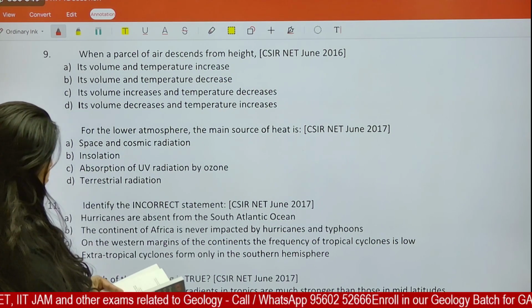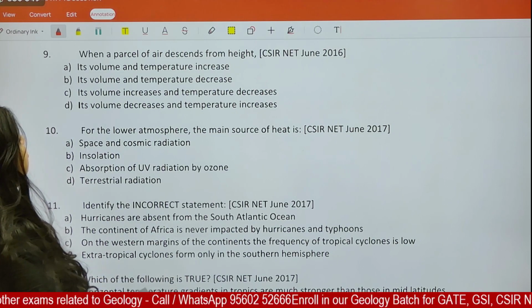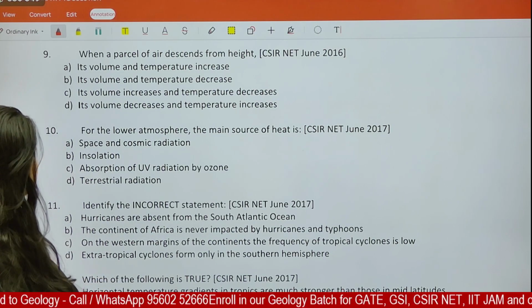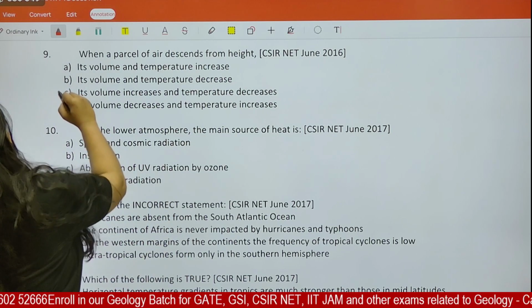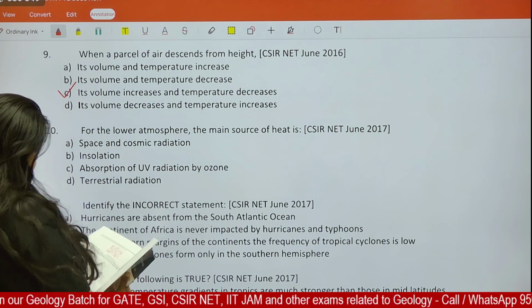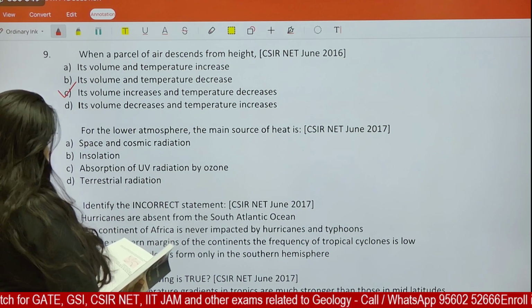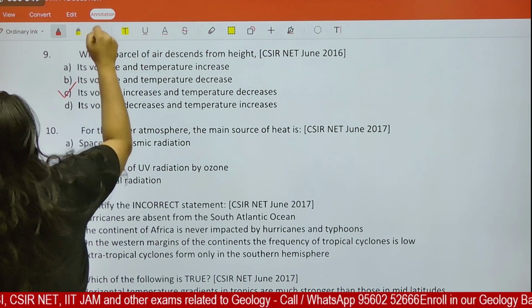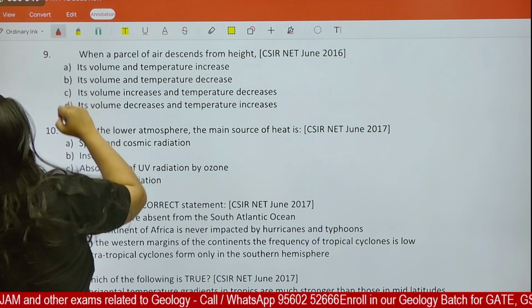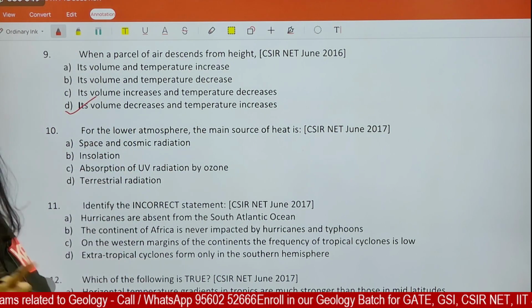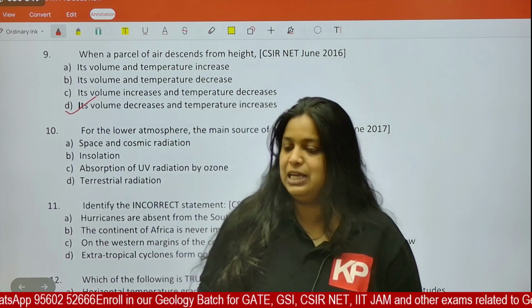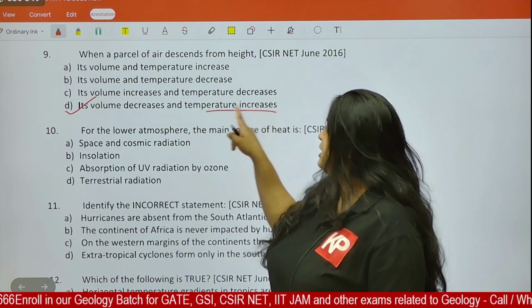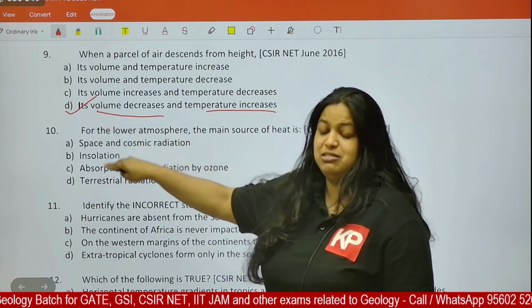When a parcel of air descends from height, its volume and temperature increase, or its volume and temperature decrease, or its volume increases. Yes. Option C will be the right answer. Sorry, Option B will be the right answer: its volume decreases, temperature increases. So when a parcel of air descends from the height, its temperature increases and the volume decreases. This is very important.